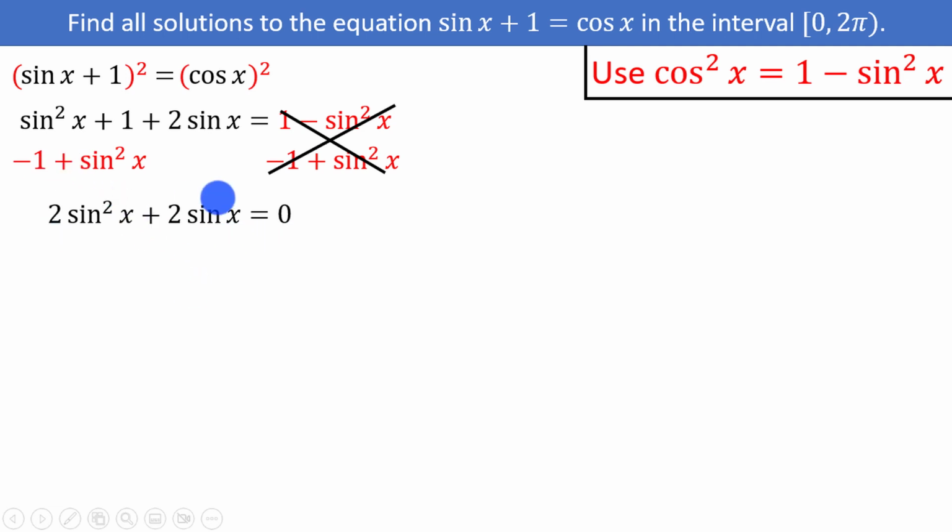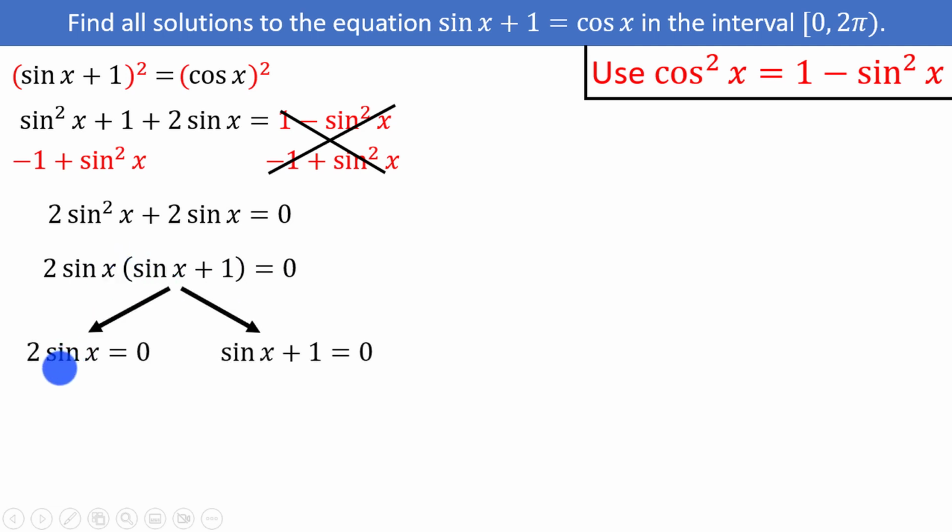Both terms have 2 sine of x in common, so we can factor it out. We have 2 sine of x times sine of x plus 1 is equal to 0. By the zero product property, either 2 times the sine of x is equal to 0, or sine of x plus 1 is equal to 0. Solving the left equation, if we divide both sides by 2, we will get that sine of x is equal to 0. Sine of x is equal to 0 twice on one revolution of the circle. The first time is when x is equal to 0, and the second time is when x is equal to pi.